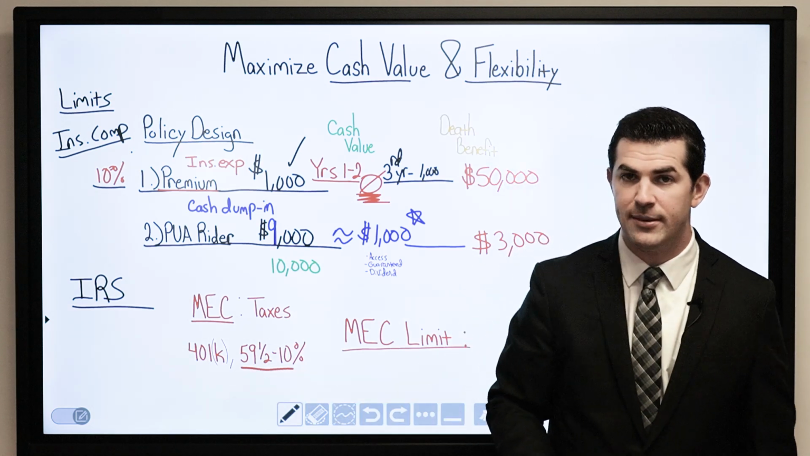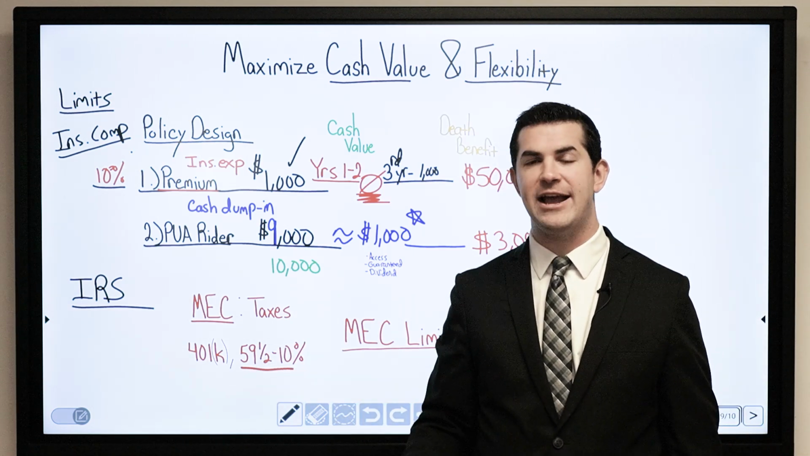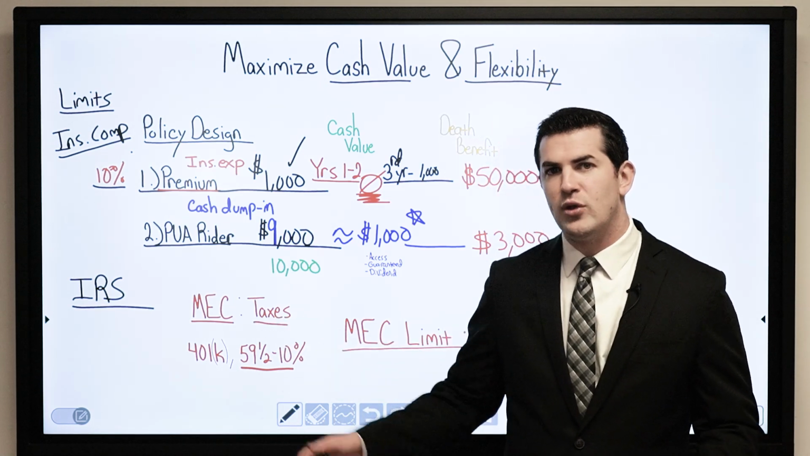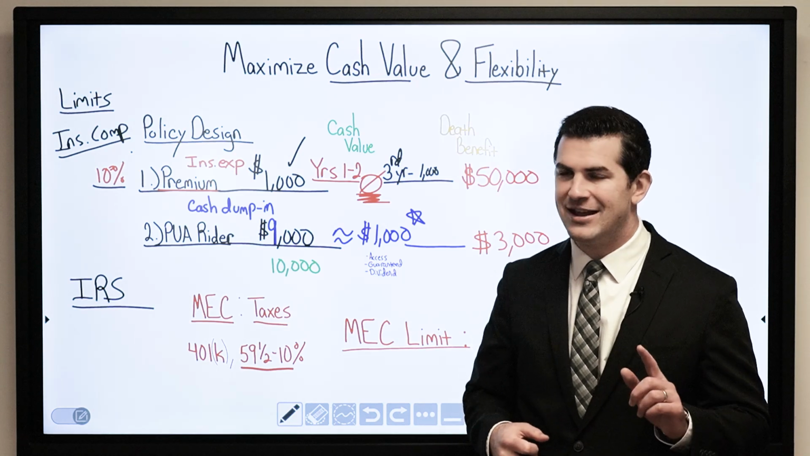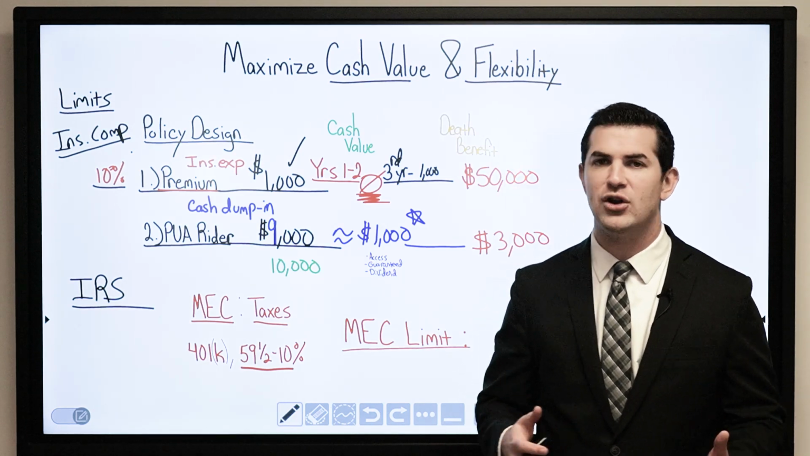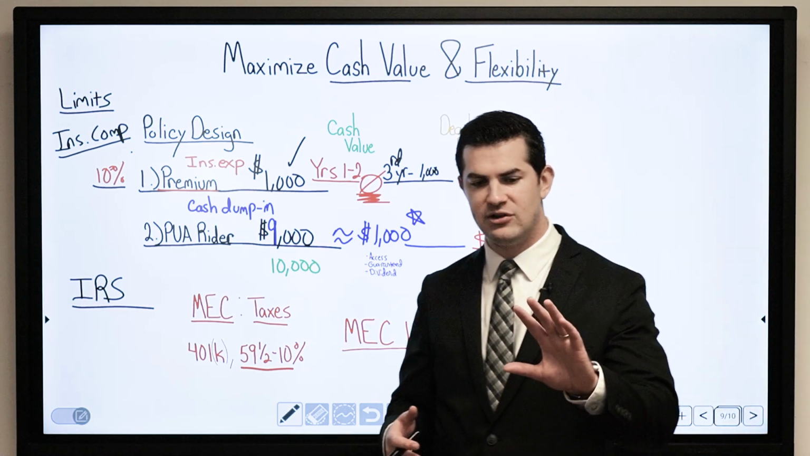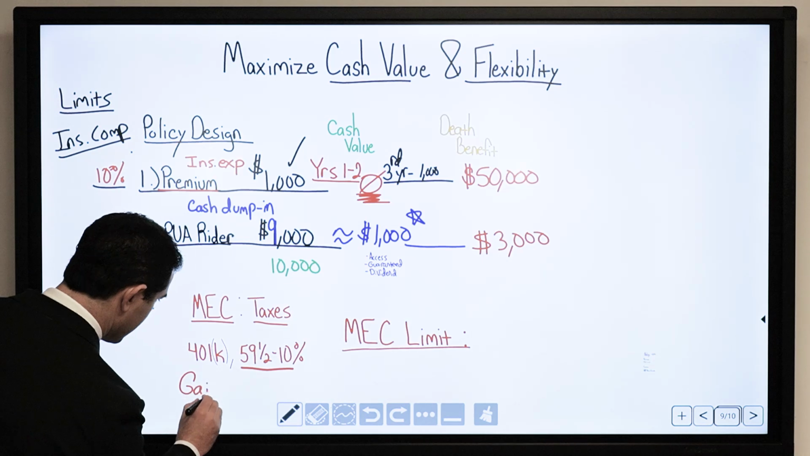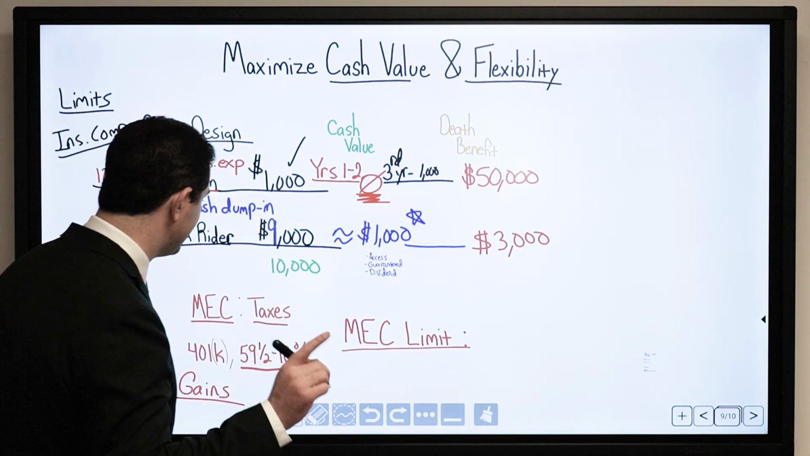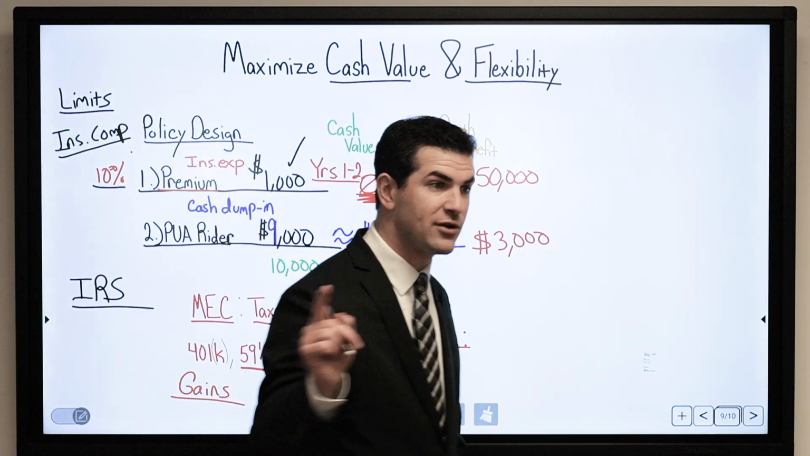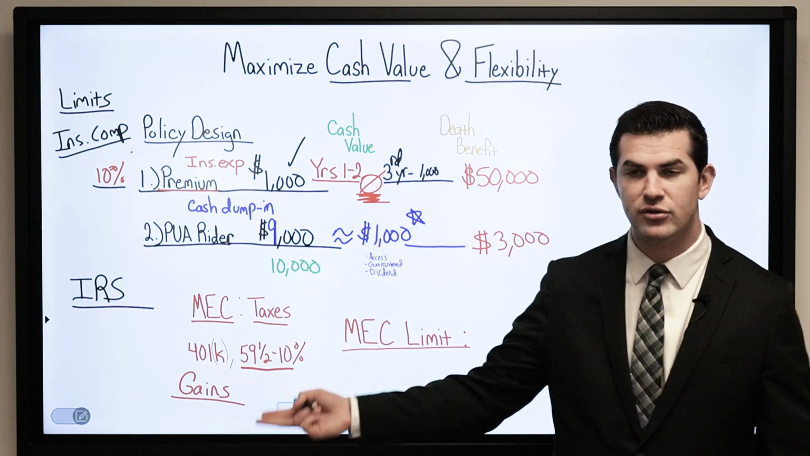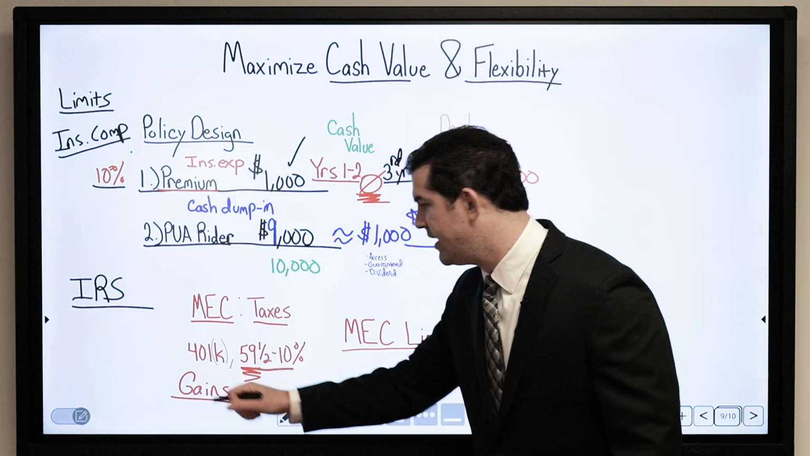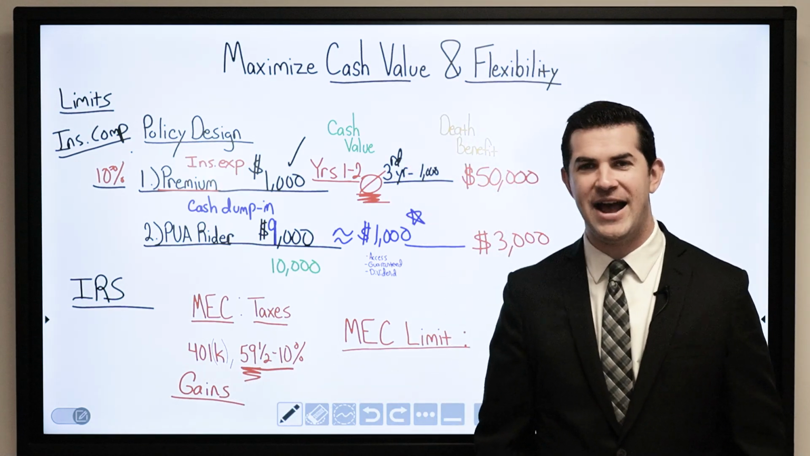If a policy becomes classified as this modified endowment contract, I have to deal with taxes. Very similar to that of a 401k, not in the sense that I can deduct payments. I cannot do that with a MEC, but more so that the money still grows tax deferred. However, when it comes to the gains, anything I access, I am liable to pay income tax on the gains, in addition to a potential 10% penalty tax if I am under the age of 59 and a half.